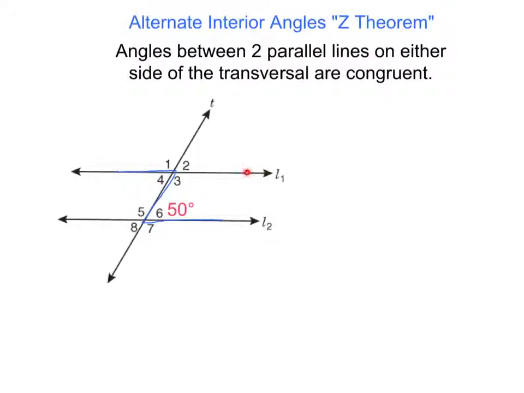In this example, line 1 and line 2 are parallel lines, which means they are always going to be the same distance apart from each other and they're never going to touch. They are cut by a line called a transversal.